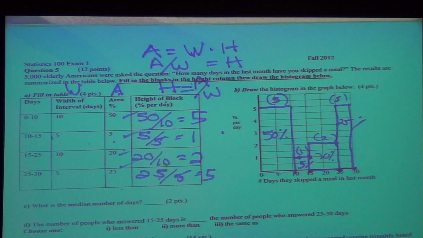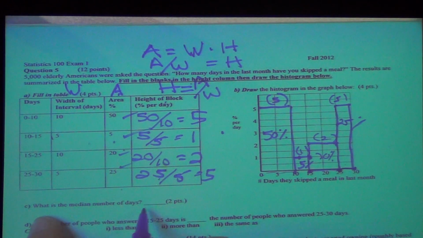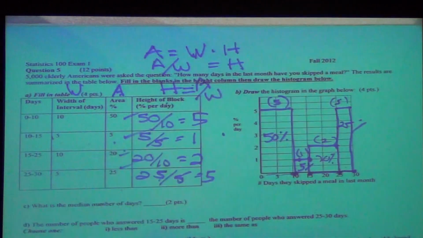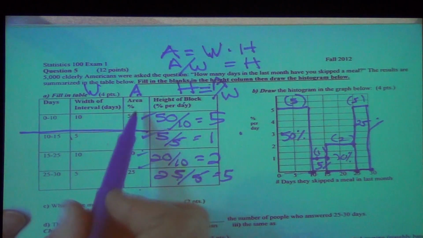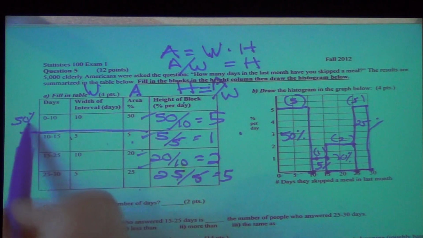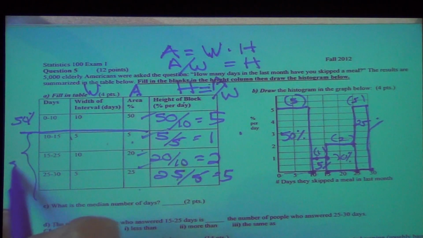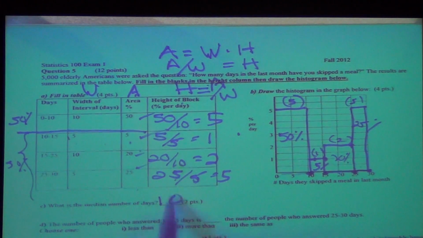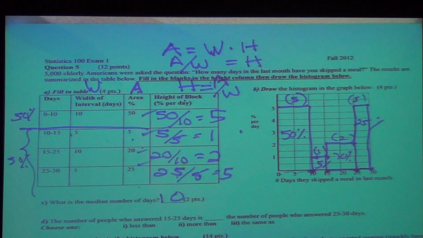Now, the median number of days. Where is the median? By area. That's 50%. Didn't even have to look at that. Just stick it right here. 50% on this side. All this is 50%. So it's going to be right here at 10. So that's the dividing line. You see that? Everybody see it?